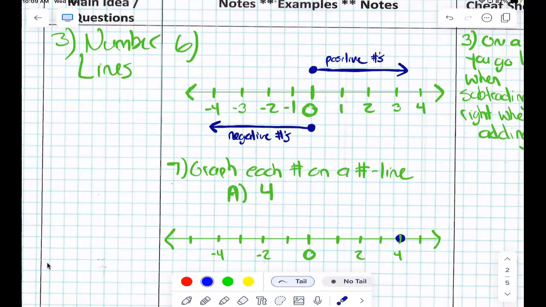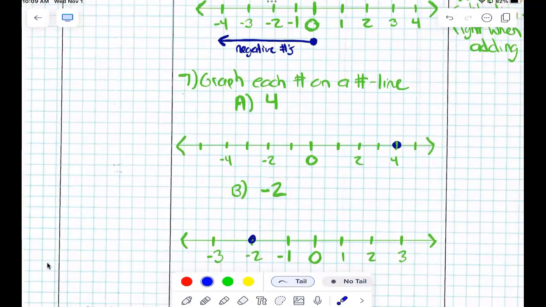On a number line, if you go this way, which way are we heading? Positive. And what is happening to the numbers? They're getting bigger. If we go this way on a number line, we're heading towards what kind of number? Negative. Negative numbers are smaller numbers, right? Yeah. Okay, look at this number line right here.